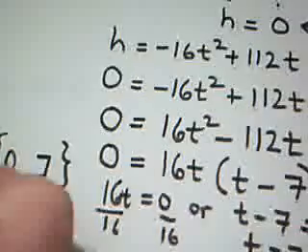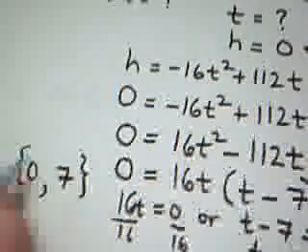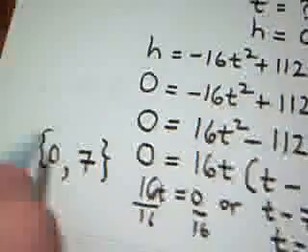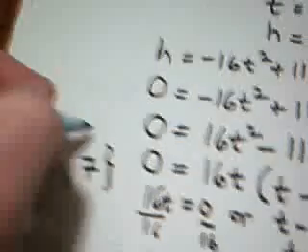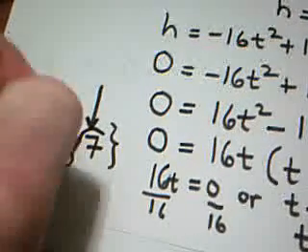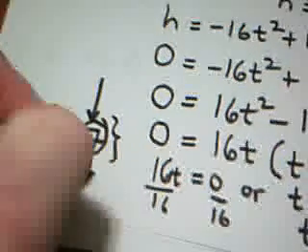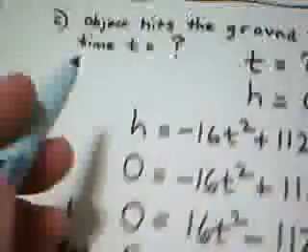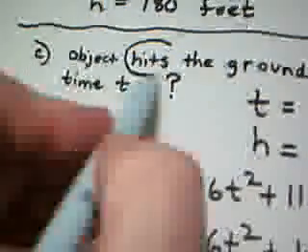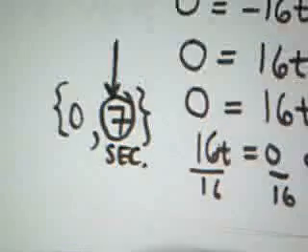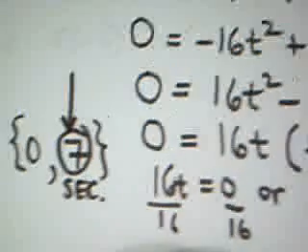So technically there are two answers. When was the object on the ground at time 0 and at time 7? But this is actually the significant answer, 7 seconds, because the question wants to know when the object hits the ground. So that's basically returning to the earth. So my answer here is 7 seconds.